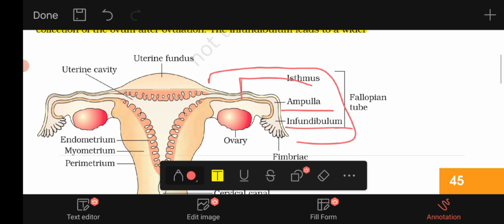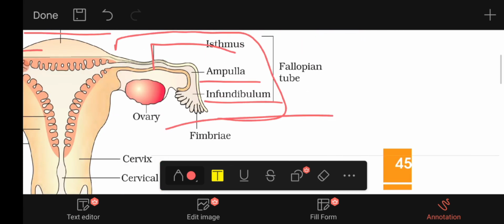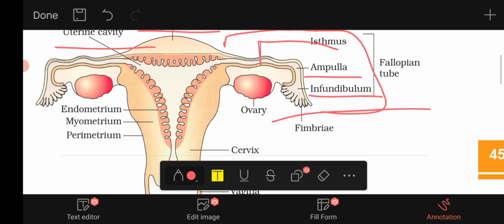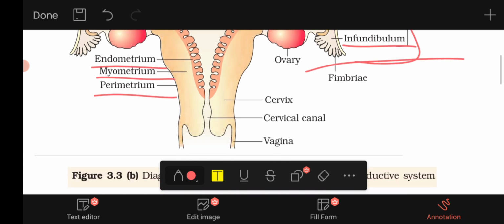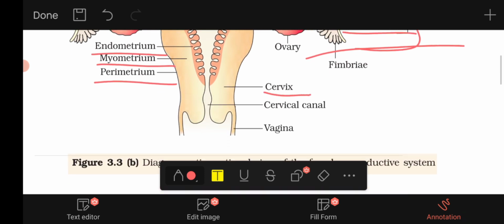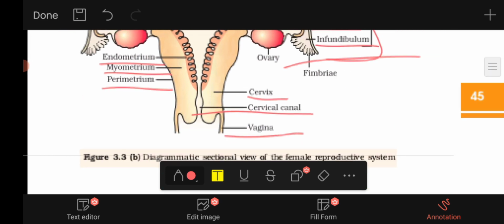Okay, the uterus has three parts basically: uterine fundus, uterine cavity, and the body. The muscles, there are actually three layers: the endometrium, myometrium and the perimetrium, which we will discuss now. After the uterus is the cervix, and this is the cervical canal, which leads to the vagina. This cervical canal along with vagina forms the birth canal.